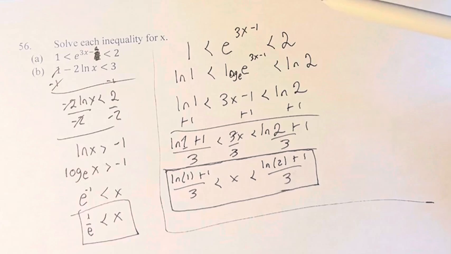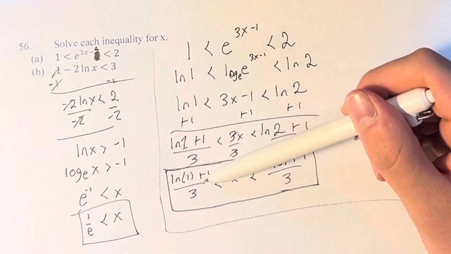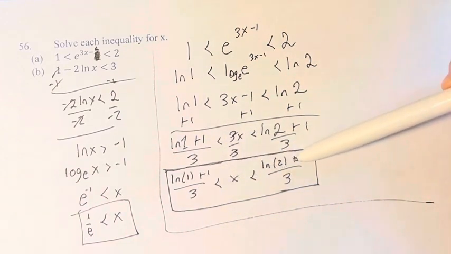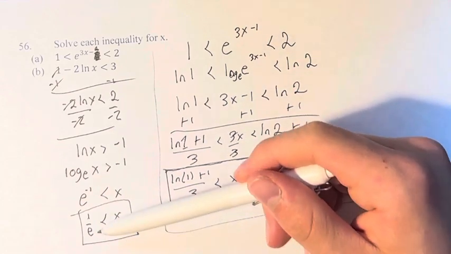So our solutions are (ln of 1 plus 1) over 3 is less than x is less than (ln of 2 plus 1) over 3. And for B, x is greater than 1 over e.